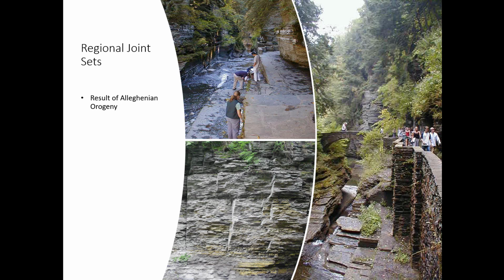We can see that down here in the siltstones and shales as well, where again you see these perfect angles of intersection of those joints. And again, these are the result of the Alleghenian Orogeny.